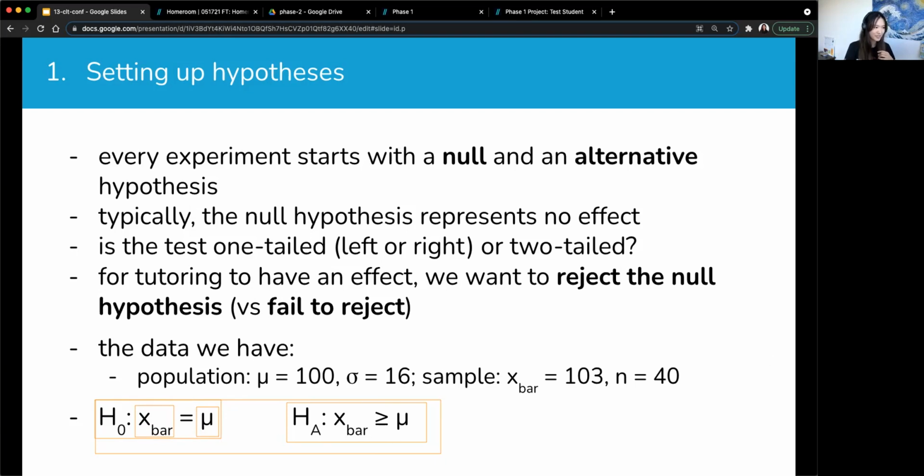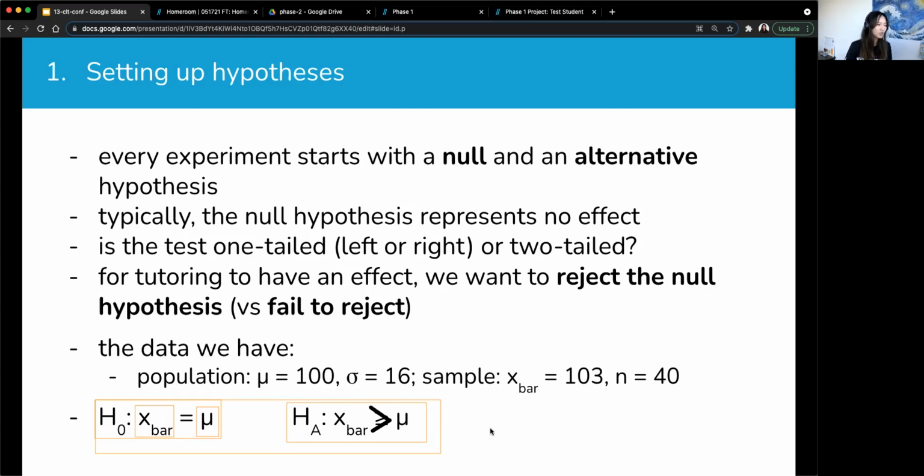This alternate hypothesis says that there is an effect. And I actually need to make a correction here real quick. I want to make a correction that this should be strictly greater than. Let me see if I can make this a little bit clearer. Okay, so this is strictly greater than, not greater than or equal to. So the alternate hypothesis here is that the 103 that we calculated of our sample is statistically greater than the 100 of our mean. So these are our two hypotheses.